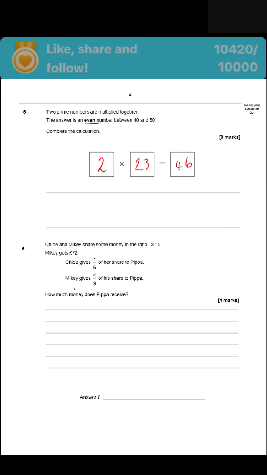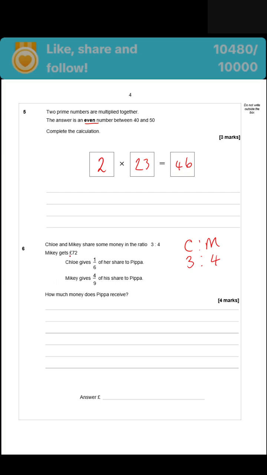On to question 6. So Chloe and Mikey share something in the ratio of 3 to 4. Mikey gets £72. Right, so the first thing I'm going to do on this one is not read the rest of the question. I've been given some information and I can work with that already. So I've got C and I've got M. And I know that C is the first part, so she gets 3. Mikey is the second part of the ratio, so he gets 4.